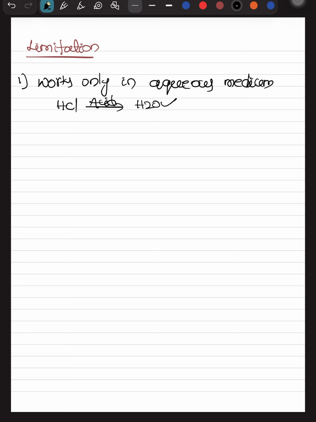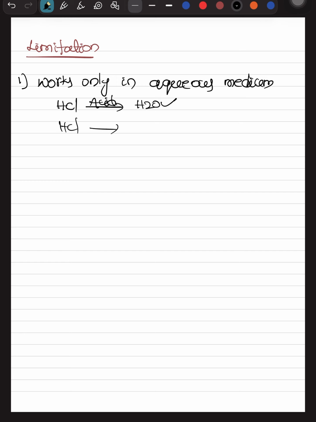Why is Arrhenius theory limited? Now comes the most important point, the limitation. Arrhenius theory works only in an aqueous medium. The medium should be water. That's why dry HCl does not behave as an acid. HCl behaves as an acid only in water.